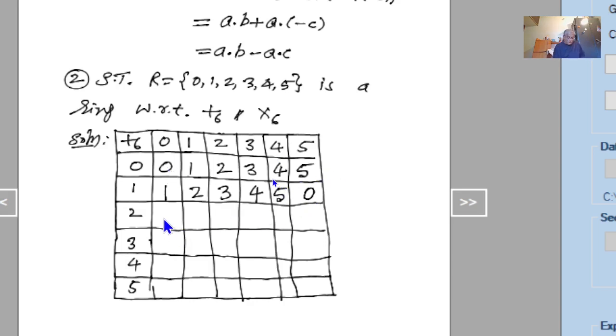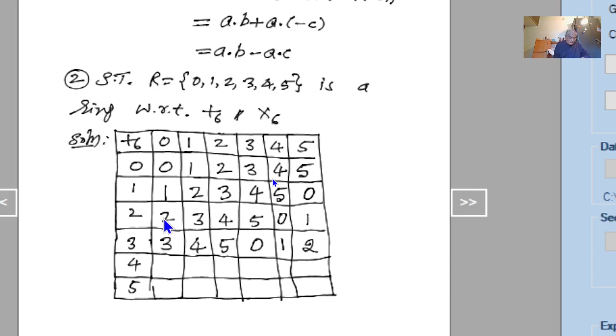Then from 2, 2 plus 0 is 2. 2 plus 1 is 3, 2 plus 2 is 4, 2 plus 3 is 5. 2 plus 4 is 6, remainder is 0. And 2 plus 5 is 7, remainder is 1. Then from 3, 3 plus 0 is 3, 3 plus 1 is 4, 3 plus 2 is 5, 3 plus 3 is 6, therefore I am getting remainder 0. And 3 plus 4 is 7, remainder is 1. 3 plus 5 is 8, remainder is 2.